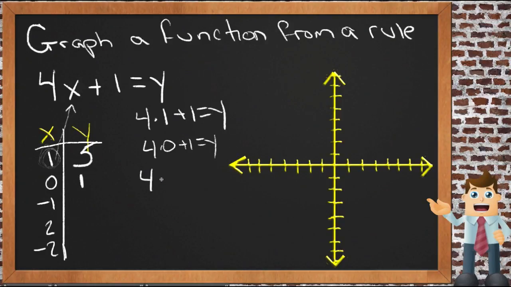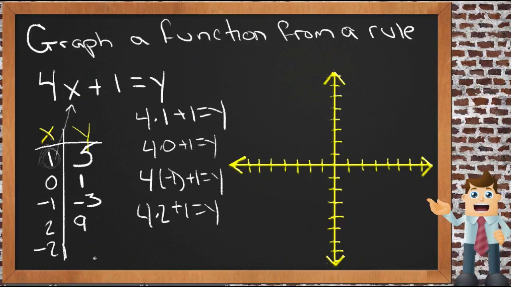If I plug in -1, I get 4 times -1 plus 1 equals y. 4 times -1 is -4, plus 1 is -3, so y then is -3. If I put 2 in, I get 4 times 2 plus 1 equals y. So I get 4 times 2, which is 8, plus 1, that's 9. So 9 is y. And if I put in -2, I get 4 times -2 plus 1. So 4 times -2 is -8, plus 1 is -7. So then I get -7.